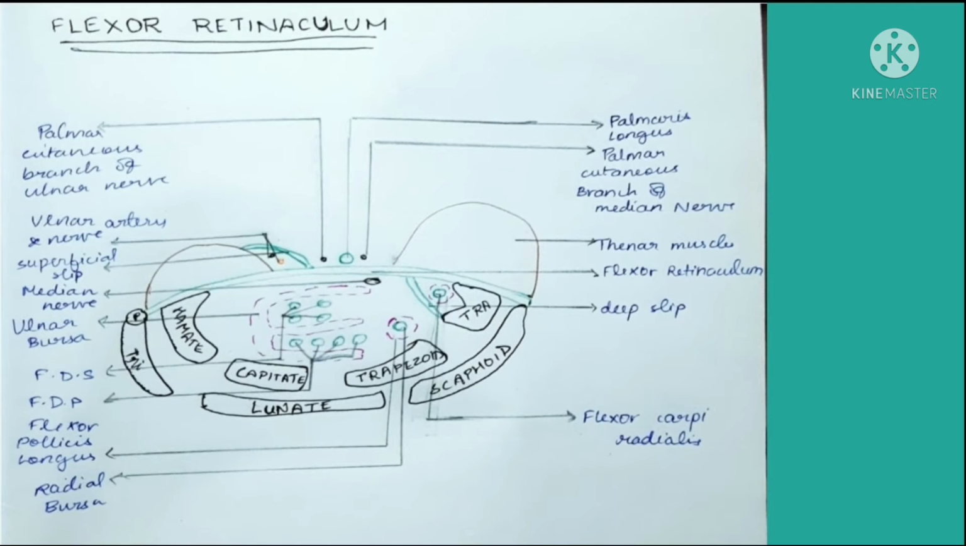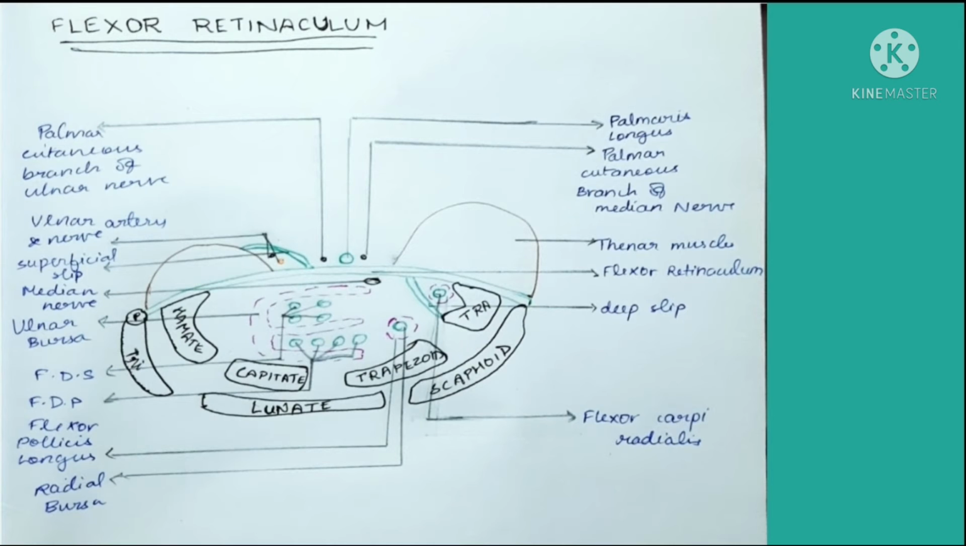Moving on to the relations of flexor retinaculum. Since flexor retinaculum bridges over the anterior concavity of the carpus, it forms a carpal tunnel, and many structures pass through the carpal tunnel, and also many structures pass above the carpal tunnel. So, first let's see about the structures that are passing above the carpal tunnel.